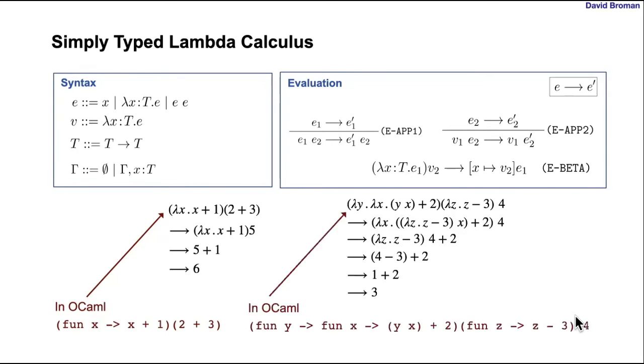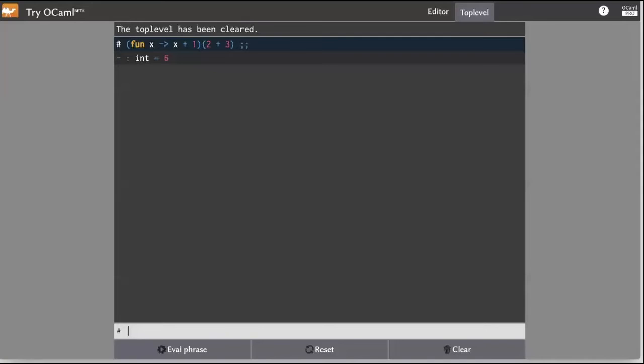So let's look at what it looks like in OCaml. We would write like fun y, fun x. This would be the 2 lambdas. Then inside here, we have the body here, and then have the argument, this one, and then 4. We can just write this in the REPL and see what happens.